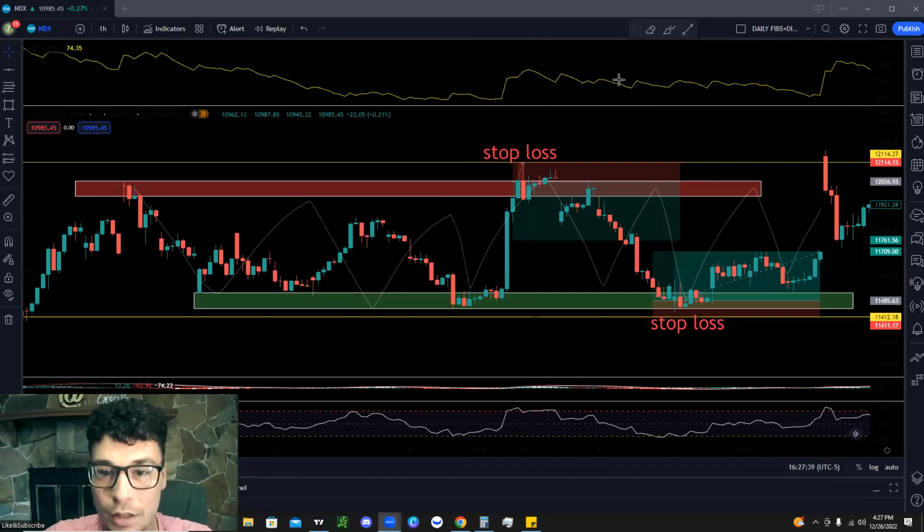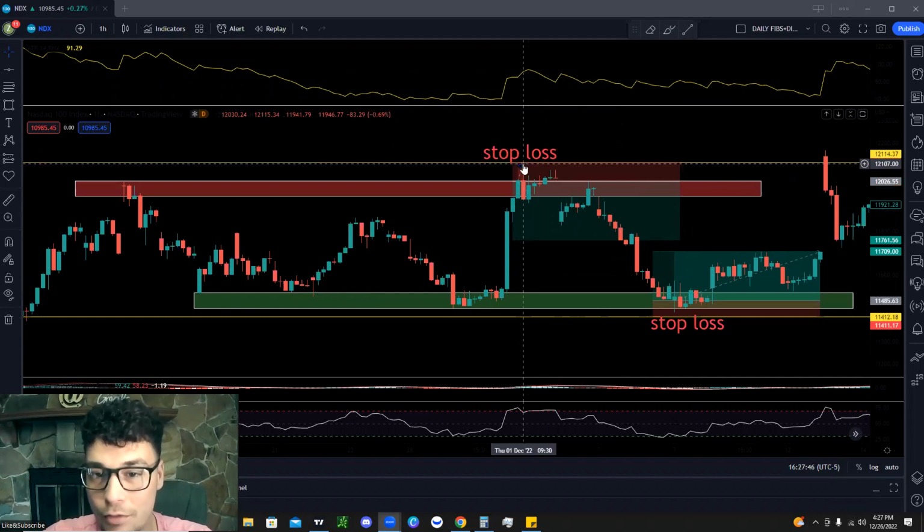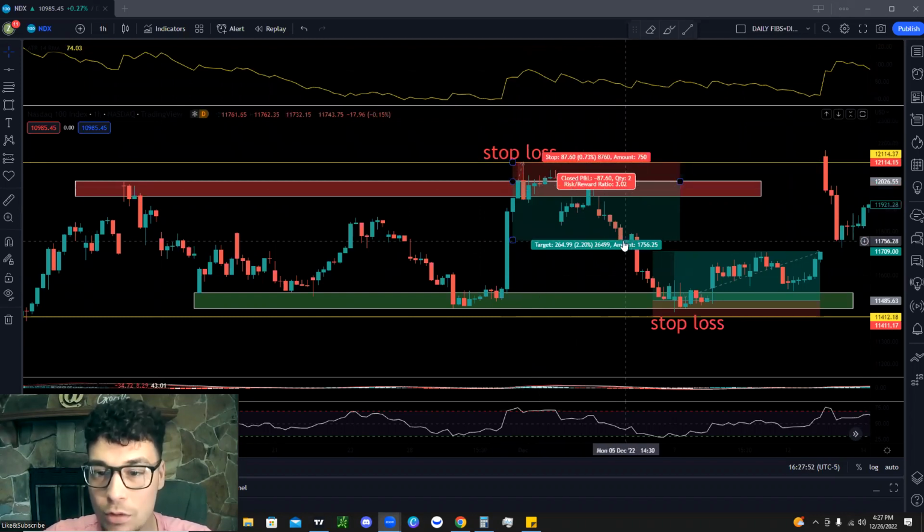But again, using the 3 or 4-to-1 ratio, we can see that this play hits very nicely. We come up, we get very close to getting stopped out of our play. We come right up to our stop loss level, but we don't go past it. And you see we come down and ultimately we get the fill on the 3-to-1 ratio play.